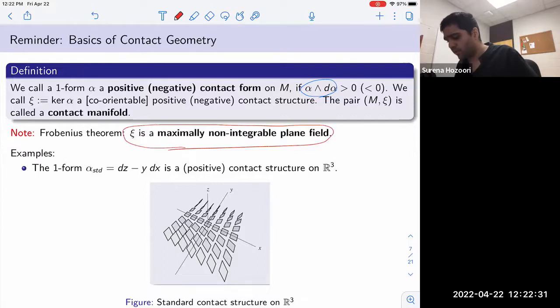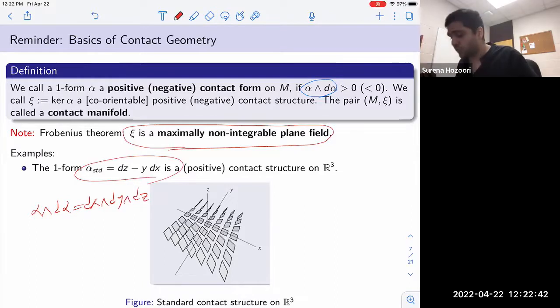And to give you a basic example, you can always think of what we call the standard contact form on R3. If you look at this one form, it's easy to check that alpha wedge d alpha is just the standard volume form on R3. And so that's a positive contact structure, and you can simply sketch the kernel of this contact structure. Here you see the plane field restricted to the XY plane, and notice that the plane field is invariant in the Z direction.